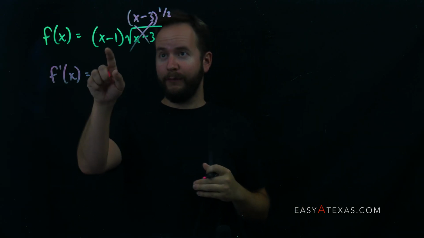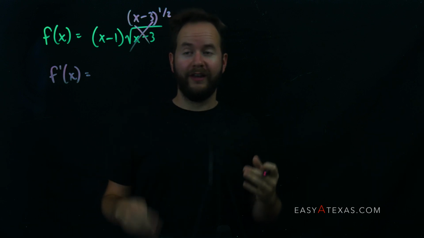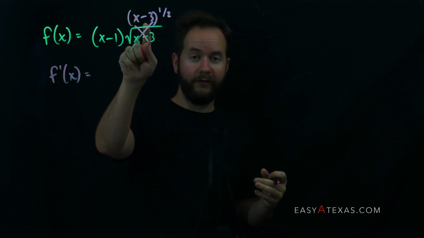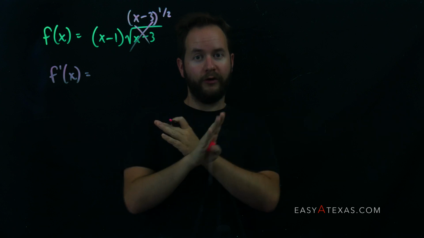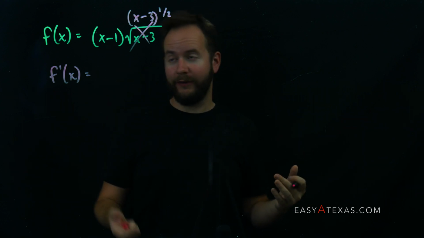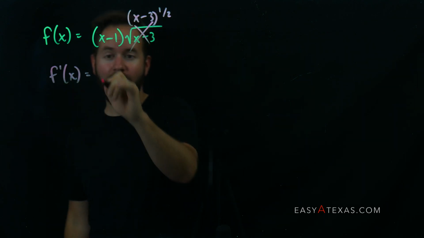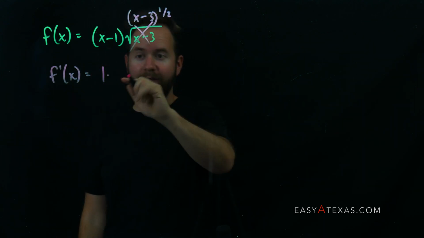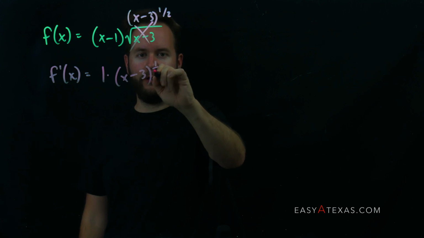Okay, so we have x minus 1 times this guy. Remember, product rule says leave one of these functions alone, take the derivative of the other, then add the reverse of that. What I'm going to do is take the derivative of x minus 1 because it's the easiest function for me to take the derivative of. The derivative of x minus 1 is simply 1, and then leave the x minus 3 to the 1/2 alone.